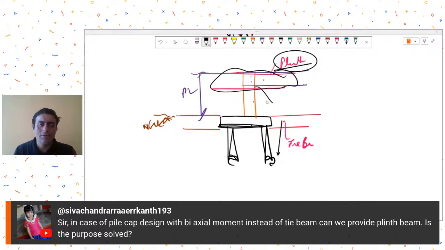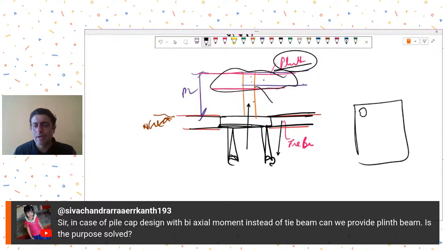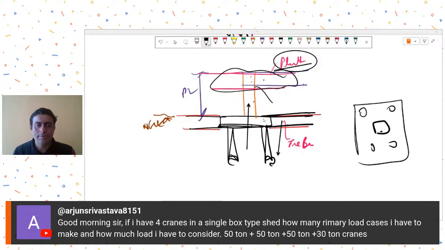So my suggestion would be to have a tie beam. If you have biaxial moments in the pile cap, either you then go for a 4 pile or 3 pile configuration, and then you may avoid tie beams, or else introduce a tie beam but have it right at the pile cap level. Only then it will be most effective.